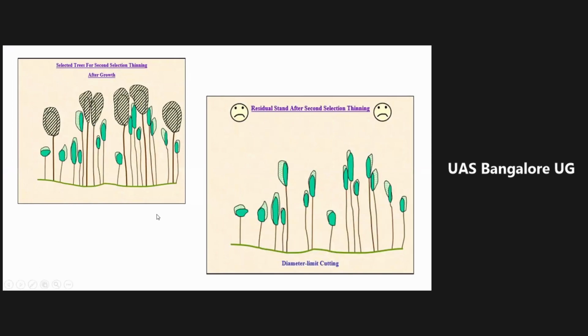Then coming to the second cut. Here, selected trees for the second selection thinning after growth of the first cut. Some codominant and also intermediate trees are selected for thinning. After that, you can observe the trees, the residual stand after the second selection thinning. Only some intermediate and suppressed tree species are found in the stand.